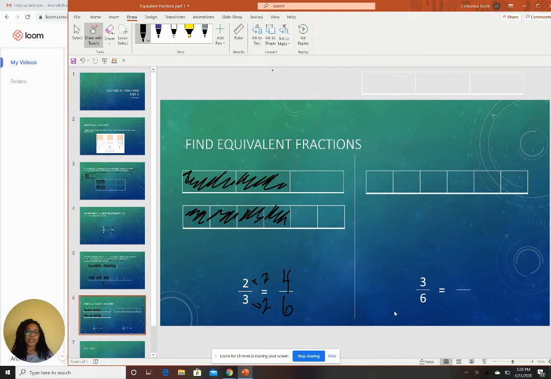Now let's do 3/6. So this time, on this side, we use the factor 2. On this side, I think I'm going to use the divisor 3, because I know 3 will go into 6, and 3, of course, will go into 3. So we're going to divide by 3, divide by 3. 3 divided by 3 is 1, and 6 divided by 3 is 2.